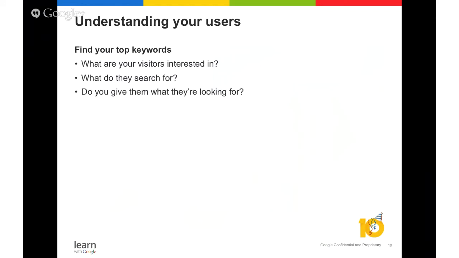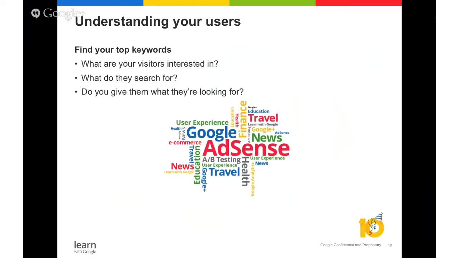Your top keywords will show you what topics drive organic search traffic to your site. What are your users interested in? What are they searching for on Google before they land on your site? Then ask yourself, do I offer them what they're looking for?